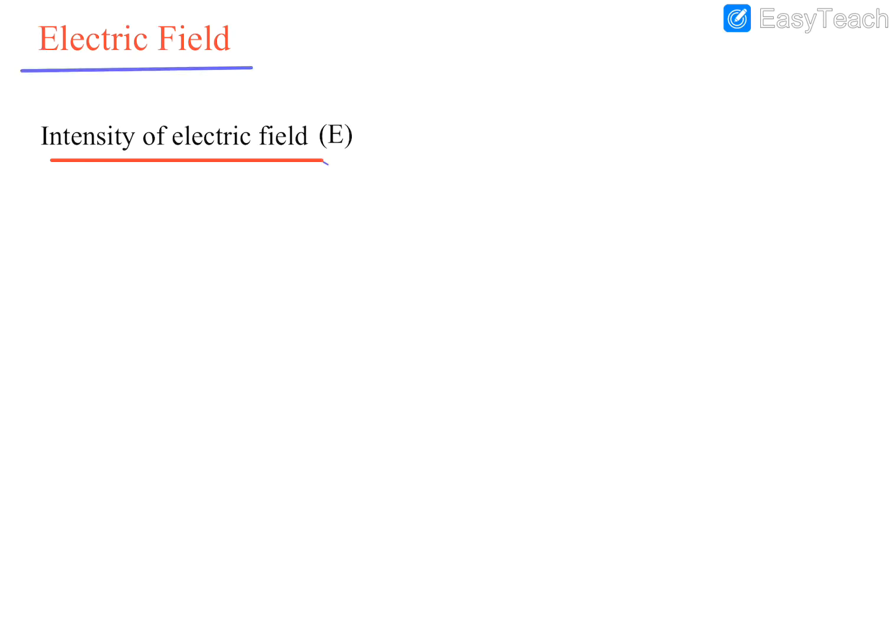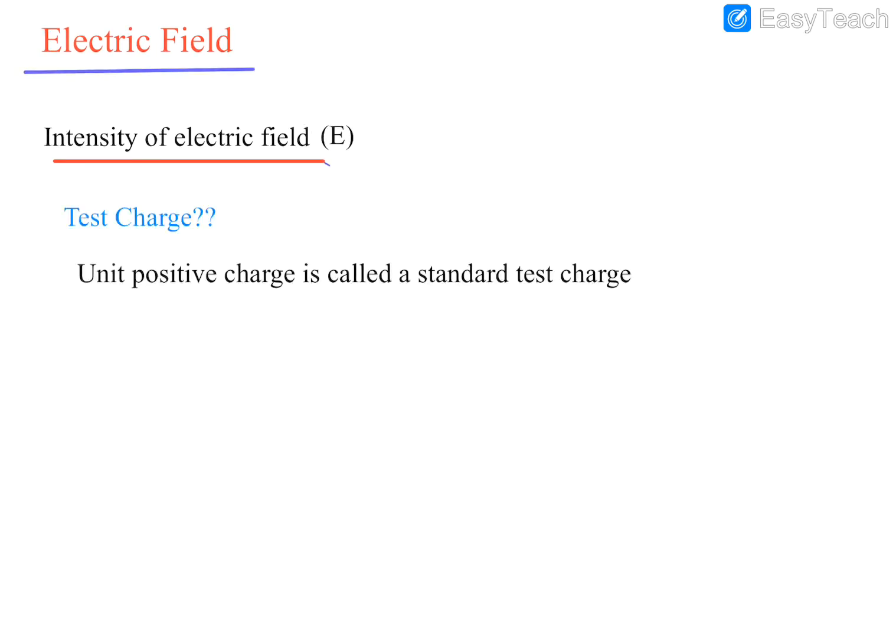So before going to discuss what is meant by intensity of electric field, I want to discuss another term that is called test charge. So test charge means a unit positive charge is called a standard test charge. The word itself says what is meant by this. Whenever you want to check what is the electric field in a region, then you will need the assistance of a test charge. Okay, so test charge is defined as a unit positive charge which is considered as a test charge. Now in the coming discussions you will understand what is the use of this test charge.